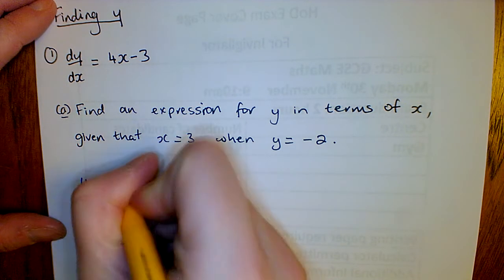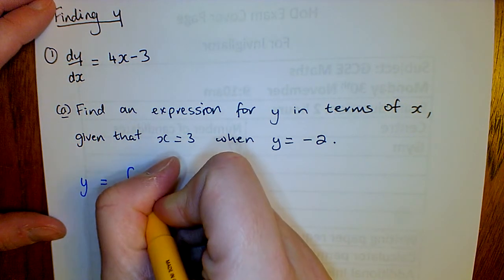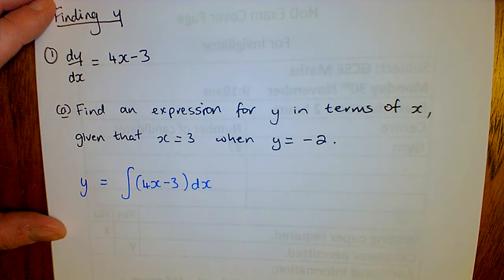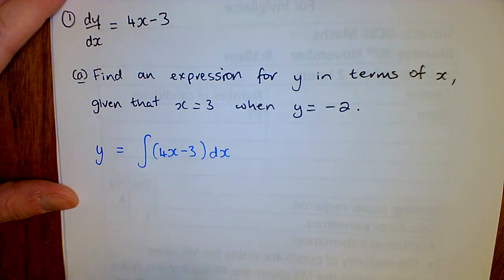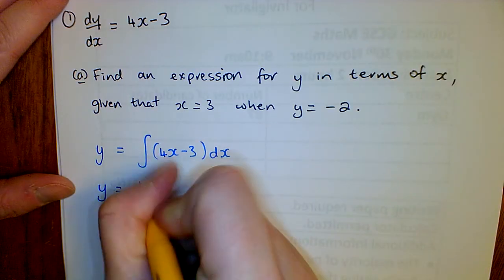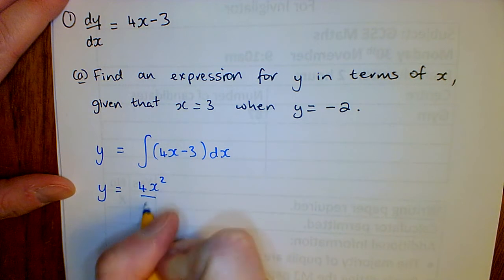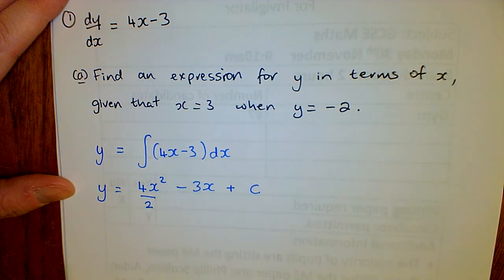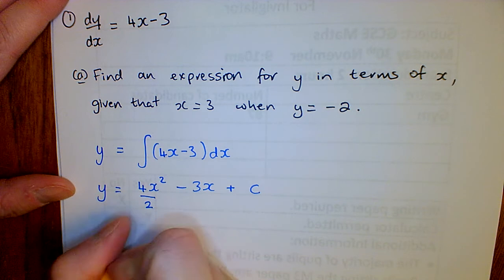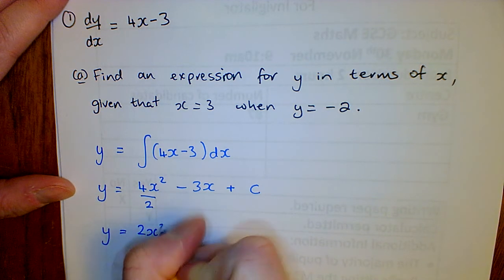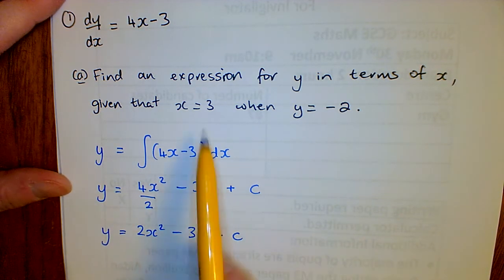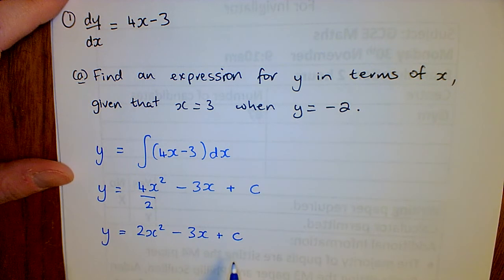So to get y, we have to integrate dy by dx with respect to x. So we have y equals 4x squared over 2 minus 3x plus c. Tidying that up, we get y equals 2x squared minus 3x plus c. Now the point that they give you here is to be able to find the plus c, to be able to find the constant.